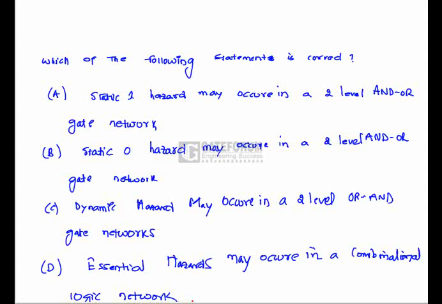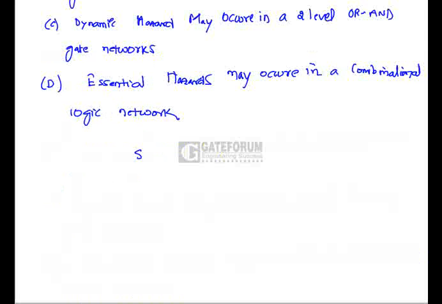Which of the following statements is correct? Statement A: static 1 hazard may occur in a 2-level AND/OR gate network. Statement B: static 0 hazard may occur in a 2-level AND/OR network. Statement C: dynamic hazard may occur in 2-level OR-AND gate networks. Statement D: essential hazards may occur in a combinational logic network. See, we know 4 different types of hazards, that is static 1 hazard, static 0 hazard, dynamic and essential hazards.